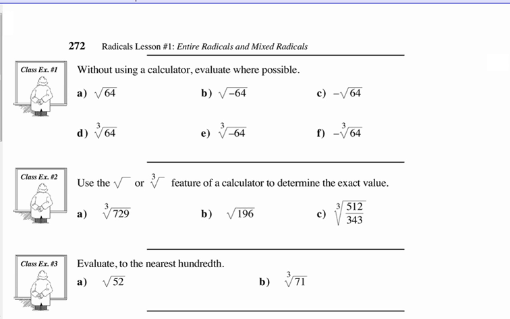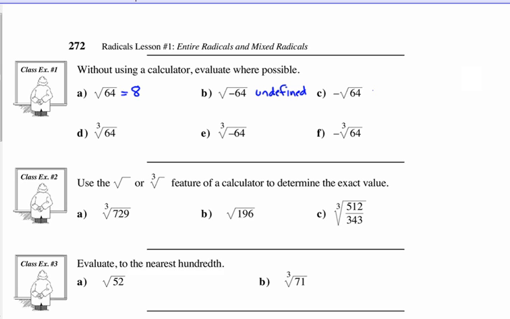Next page. Let's review without using a calculator. You have to memorize a lot of these. The square root of 64 is 8. The square root of negative 64 is not possible. It's undefined. We cannot take the square root of a negative. We can take the cube root, but not the square root.